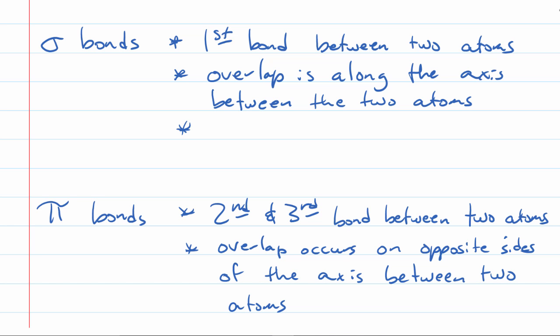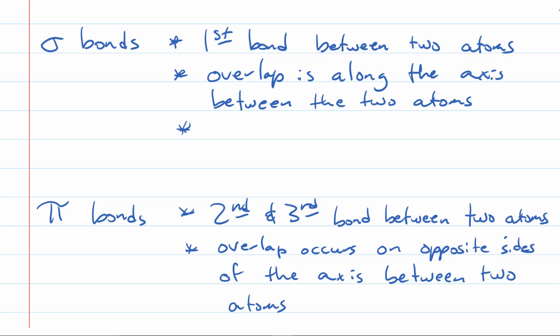Because in molecules, atoms are in constant motion, and because they're in constant motion, they can be in any one of these positions at any point in time. Sometimes they can be on the same side, sometimes they can be on opposite sides of each other. Now when we go to a double bond, the first bond between the two atoms is going to be a sigma bond. The second bond between them is going to be a pi bond.